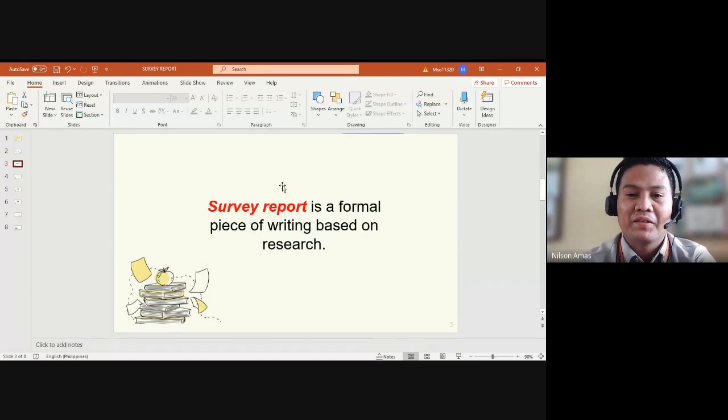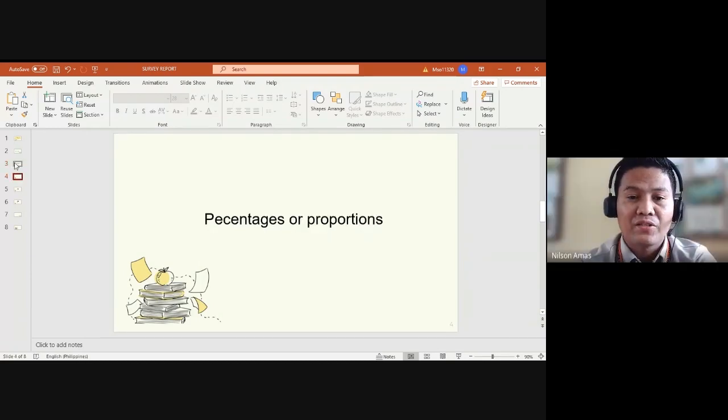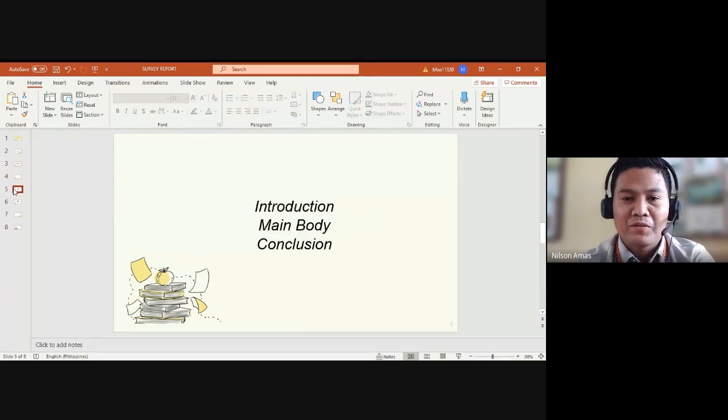What is a survey report? In your book, in your module, a survey report is a formal piece of writing based on research. Of course, this is a report that will be a summary, an interpretation of the survey results that you will be conducting. And in the survey, your results should be presented in percentages or proportions.